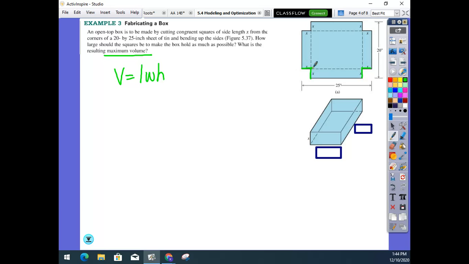If I fold this corner up, this is going to be x. If this starts out being 25 and I fold this x up and this x up, I get 25 minus 2x. And this will be 20 minus 2x. So length, width, height. So my volume, I'm just going to put the x on the outside because I like that better.